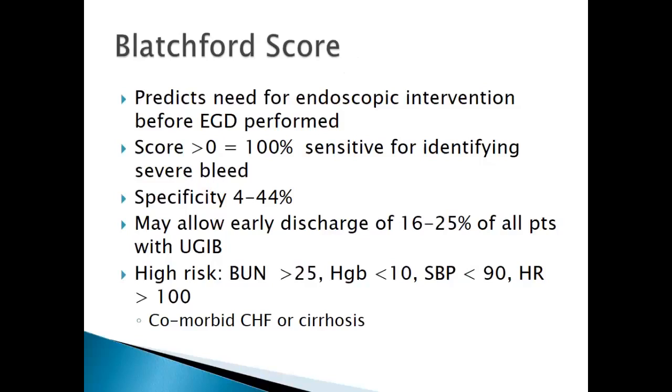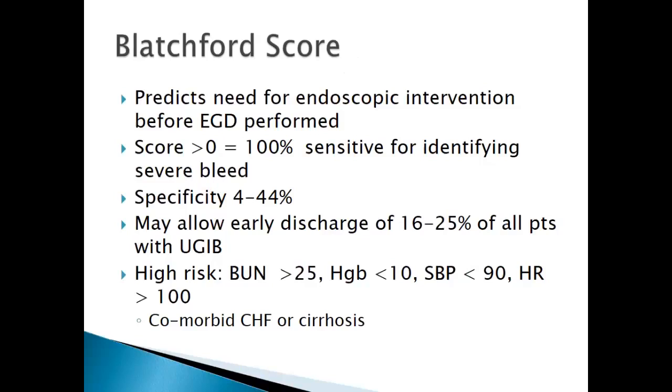I would err on the side of caution, that you admit more patients with not severe bleeding than err on the side of letting severe bleeders go home. But like I said, it may allow for early discharge in 16 to 25% of all patients with upper GI bleeding. And I think this is something that you can use when you're stratifying patients as well for where they need to go and how urgent of a case of bleeding they are.